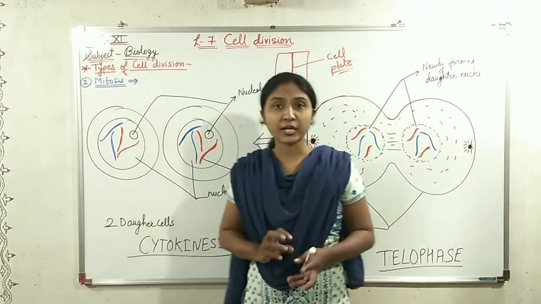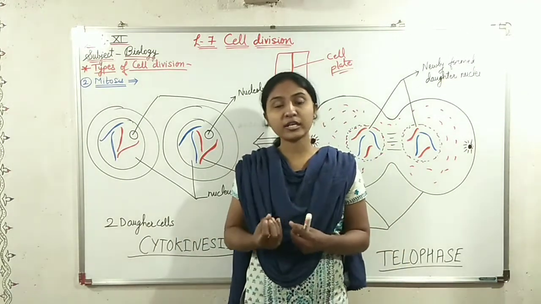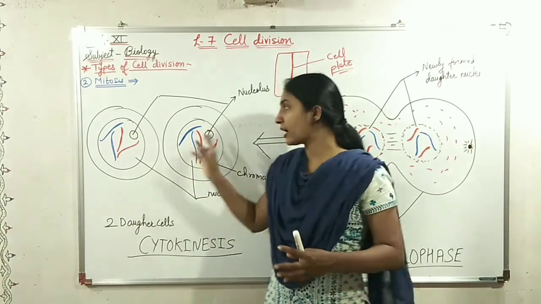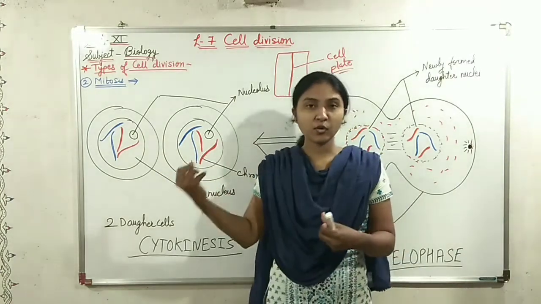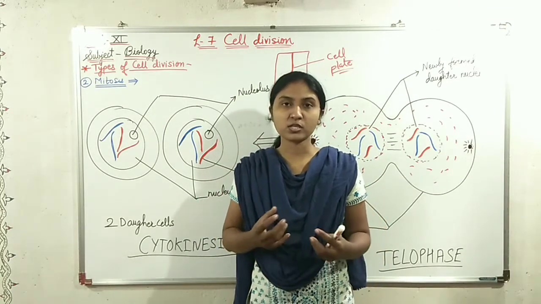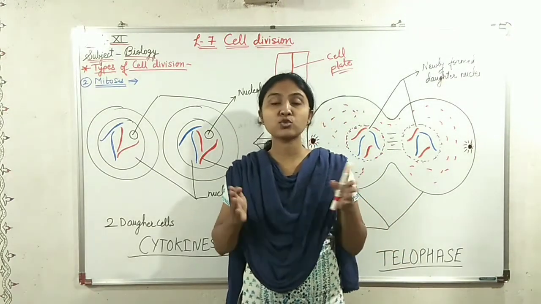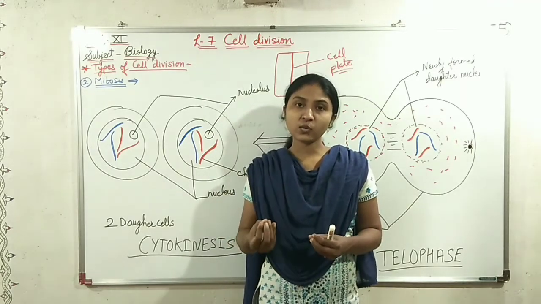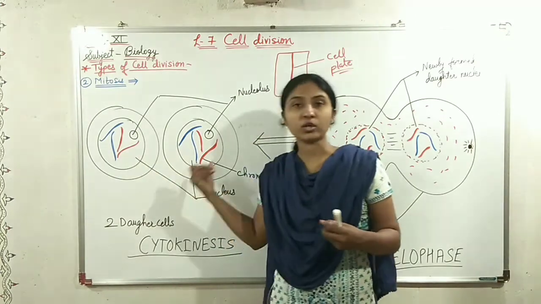At the time of cytokinesis, what happens? The cell organelles like mitochondria and ribosomes and other organelles are evenly distributed in both the daughter cells. As we discussed before about the general characteristics of the mitosis process, mitosis is a process in which a cell divides to form two similar daughter cells, and it distributes the genetic material equally in both the daughter cells.